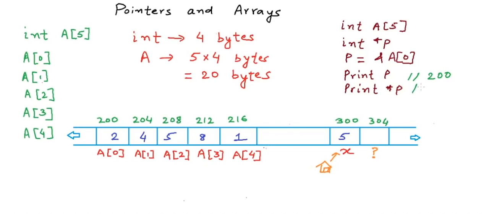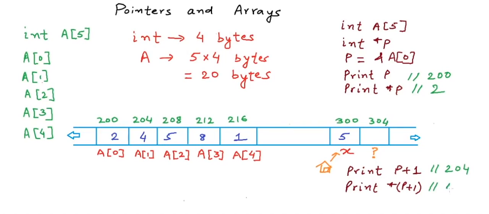So asterisk p would be 2. Now if I want to print p plus 1, then the address would be 204, and if I dereference p plus 1 and try to print this value, then it will be 4. And similarly, if we wanted the third element in the array, we could do a p plus 2 here.